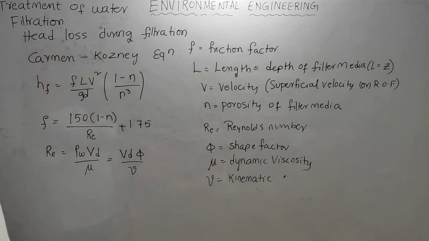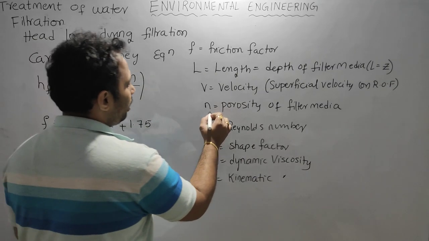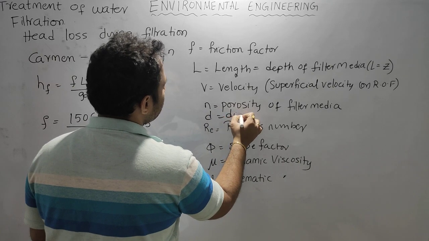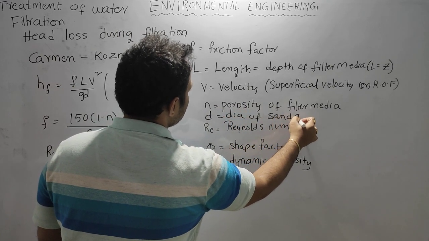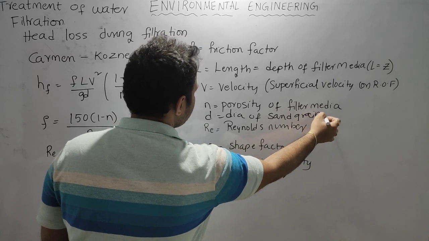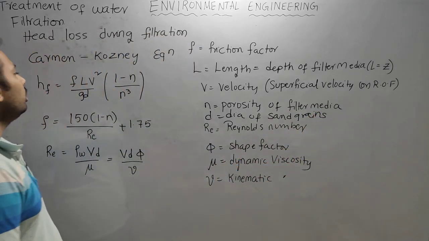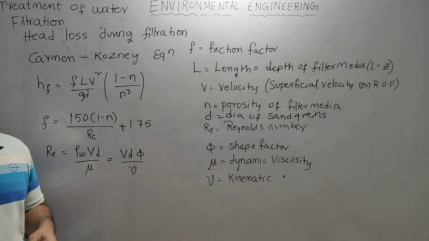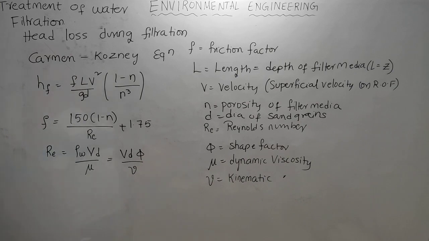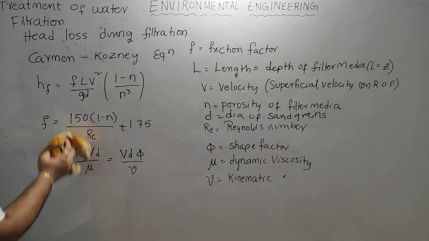D is the diameter of sand grains. So this is the formula, not needed for GATE examination. But if you have so much time, if you have studied everything, if you are aiming at a top rank less than 10, then I prefer you to remember this formula also.